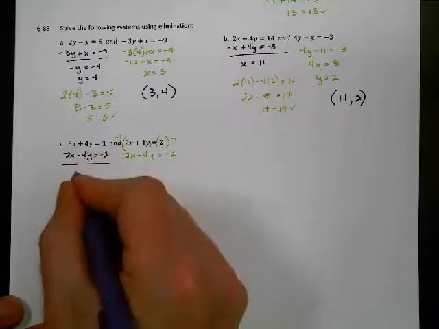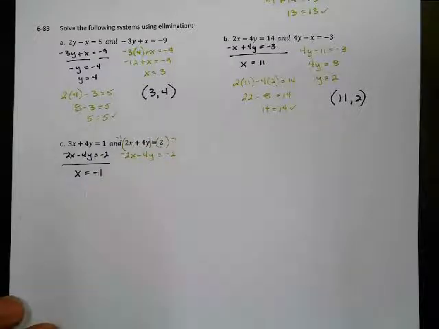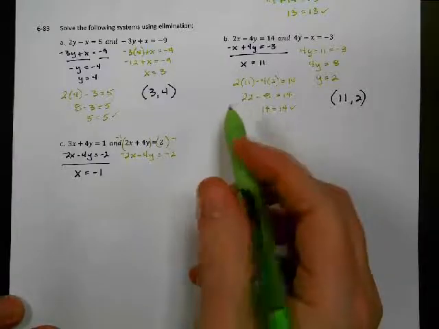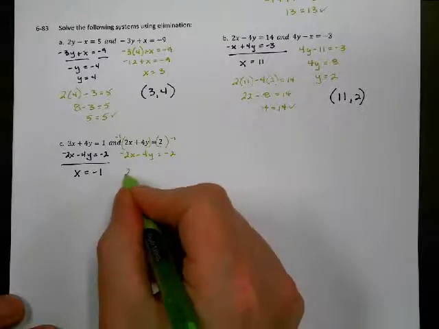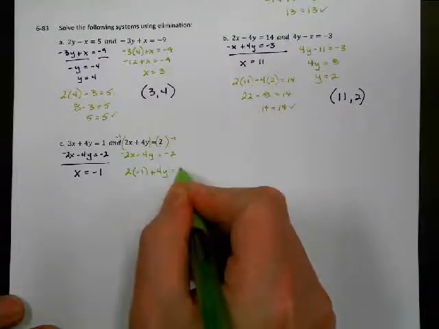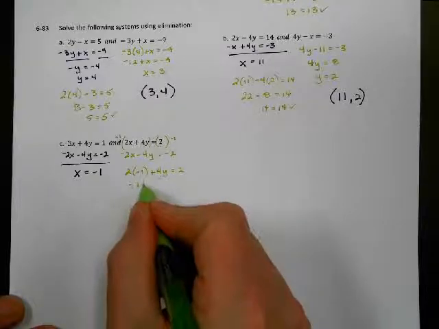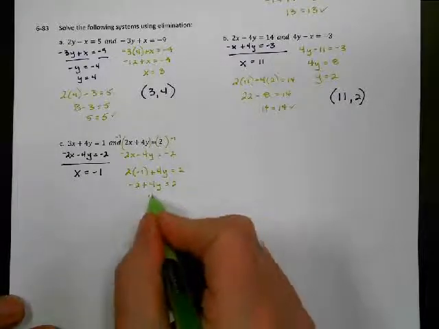Okay, I've got my x. Now I need my y. I'm going to plug it into this one right here. So I'm going to do 2 times negative 1 plus 4y equals 2. Negative 2 plus 4y equals 2. I'm going to add 2 to both sides. 4y equals 4. And y is 1. So I think my answer is negative 1, 1.